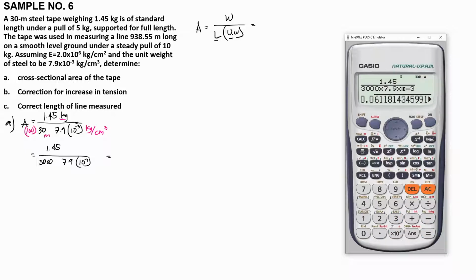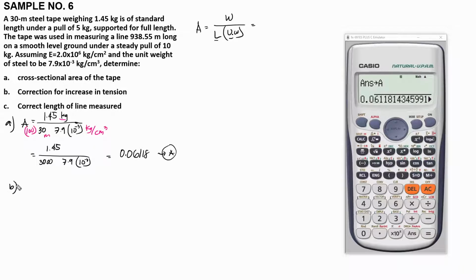So, ayan. 0.06118, etc. So, store ko na lang siya dito. Haba eh. So, in-store ko siya kay A. Para lang alam kung ano yung value niya. So, yun na eh. Yun na yung cross-sectional area natin for the tape.